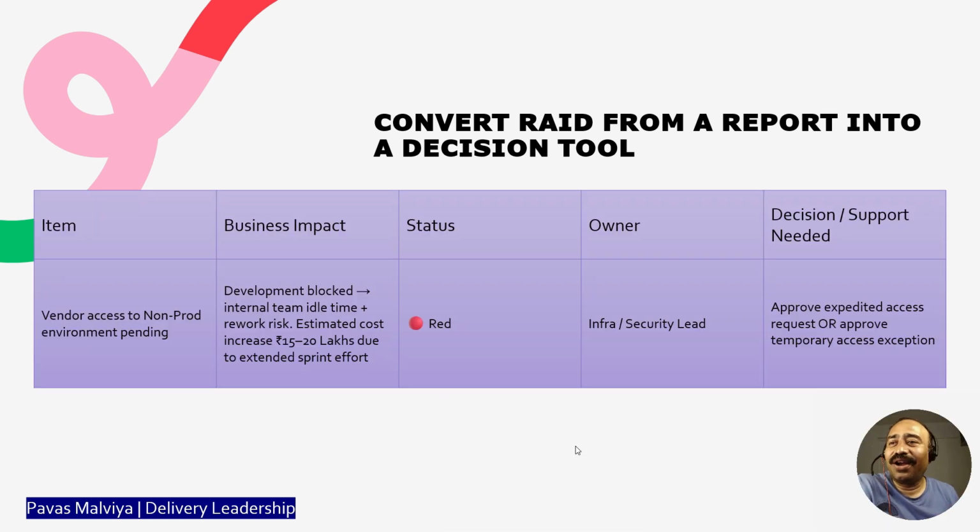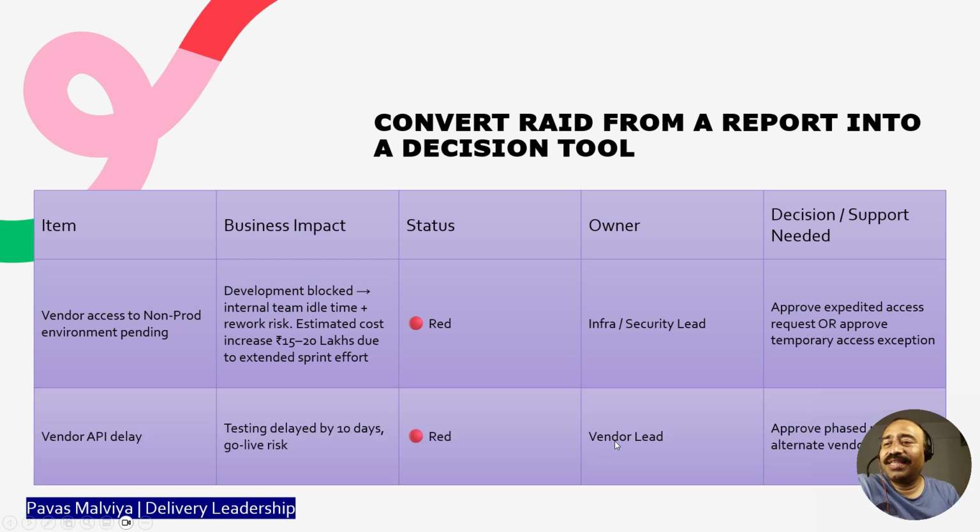Let's look at this RAID log. The item is: vendor access to the non-production environment is pending. Now, what is the business impact? The business impact is clear: you will have lost productivity and it's going to cost money. The status is red. Keep a very simple status: red, amber and green. No other status. Clear owner. The owner is clear here: infra or security lead. And in the last column you have to write what decision they need to make. Either they approve the expedited access request or they approve a temporary access exception.